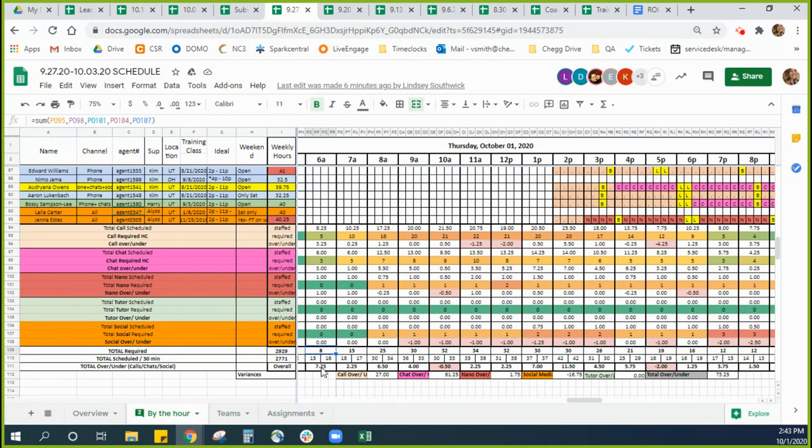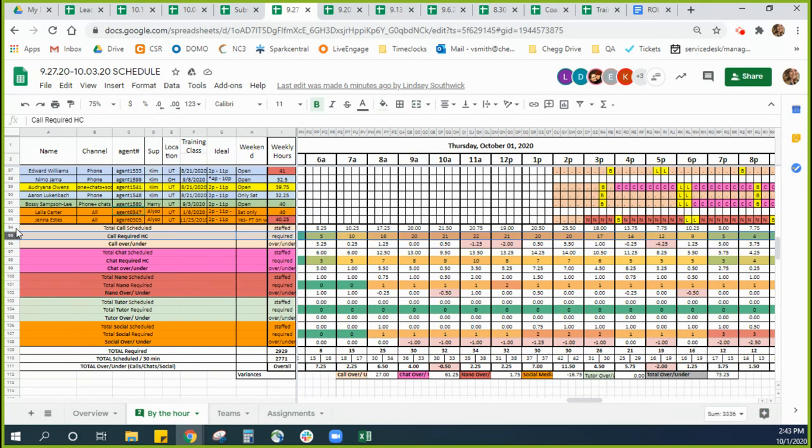And then this right here is the total over or under. It's how much we're over or under compared to what we're required. So this is the bottom line if you ever need to quickly look at how we're doing. But if you want to get into the details, you can see per each channel what's required.